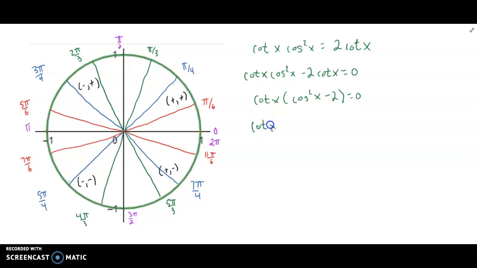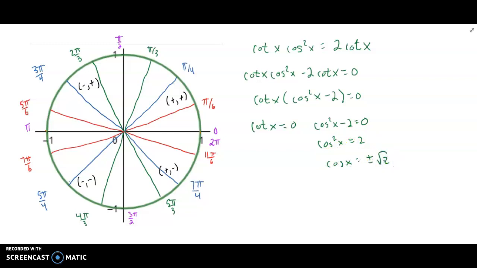Now, take each of your factors, set them equal to 0. Cotangent of x equals 0. Cosine squared of x minus 2 equals 0. So, our next step is to solve these. That one's already done. Good, ready to go. This one I'm going to have to do a little bit of work. Cosine squared of x equals 2, which means the cosine of x equals plus or minus square root of 2.